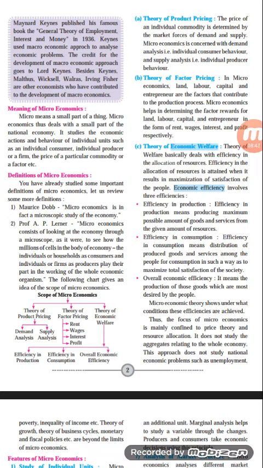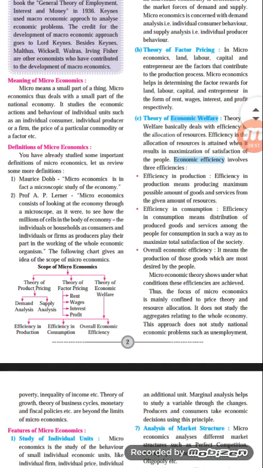The second thing that is given to us is the scope of microeconomics. There are three theories that have been propounded. The first is the theory of product pricing, the second is the theory of factor pricing, and the third is the theory of economic welfare. Let us start with the first theory.